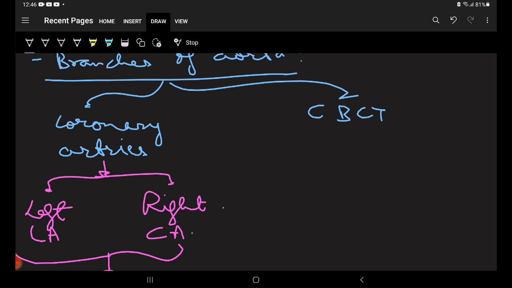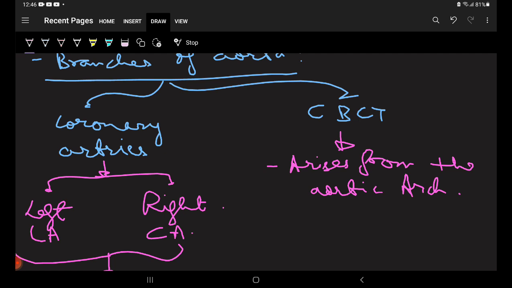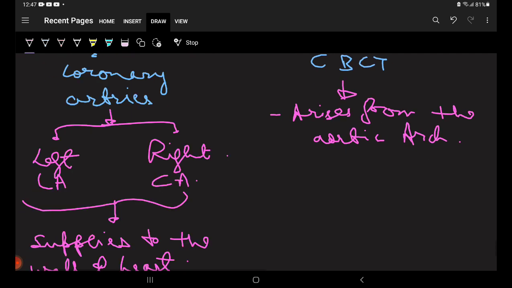And what about the CBCT? First, it arises from the aortic arch. What is the aortic arch? The aortic arch is the aorta when it arises from the base of the left ventricle, then it slightly curves and forms an arch that is called the aortic arch. Now, the CBCT gives off two branches while in the thoracic cavity.